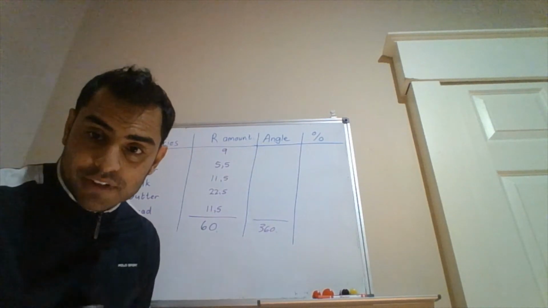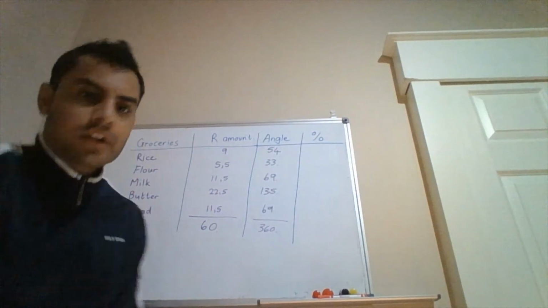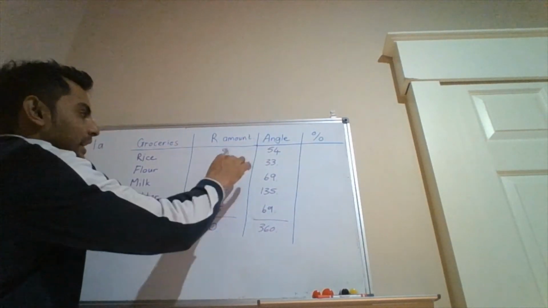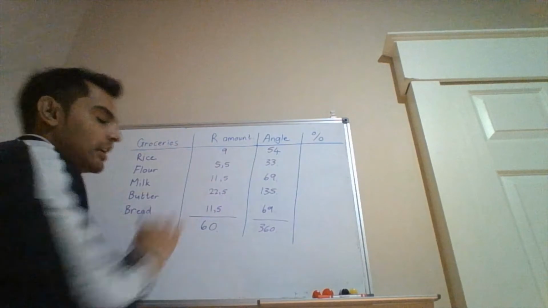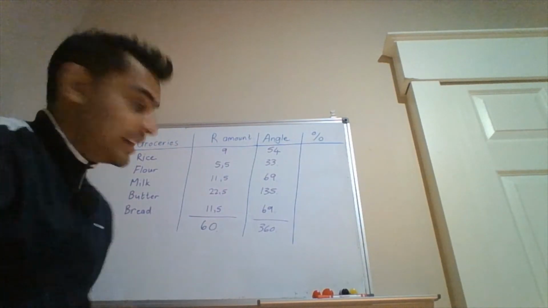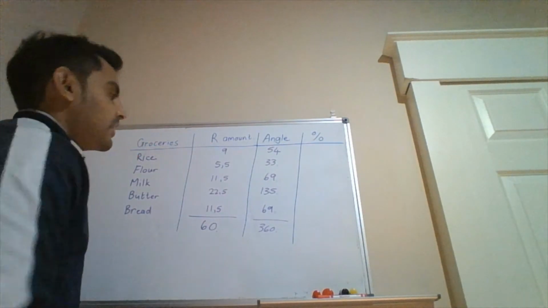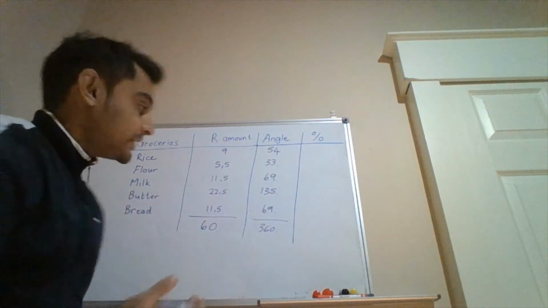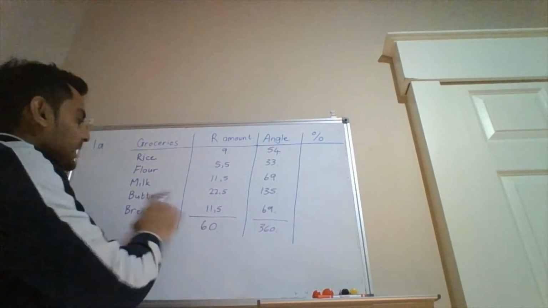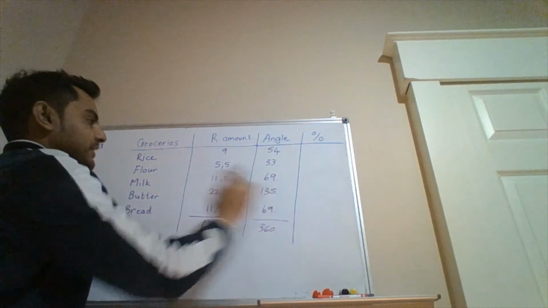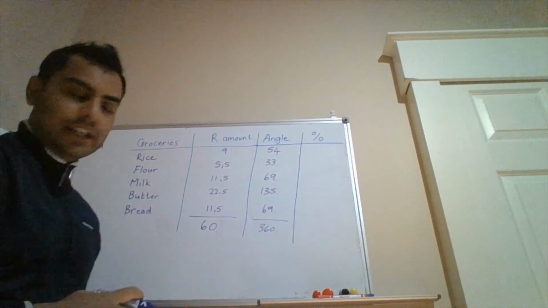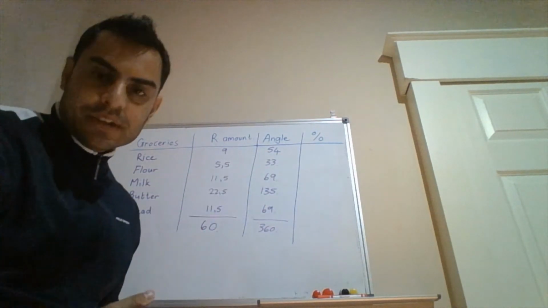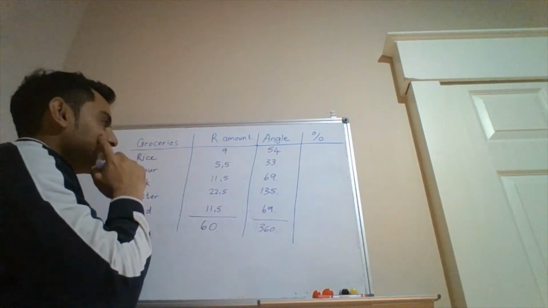So I'm just going to fill that in quickly. So I filled in all the angles here. You can just double check. 9 times 6 is 54, 5.5 times 6 is 33, and so on and so forth. So these will be the angles for each of our sectors. We can see that the biggest one is for butter at 135 degrees. The smallest one is going to be for flour. That's a segment with 33 degrees.